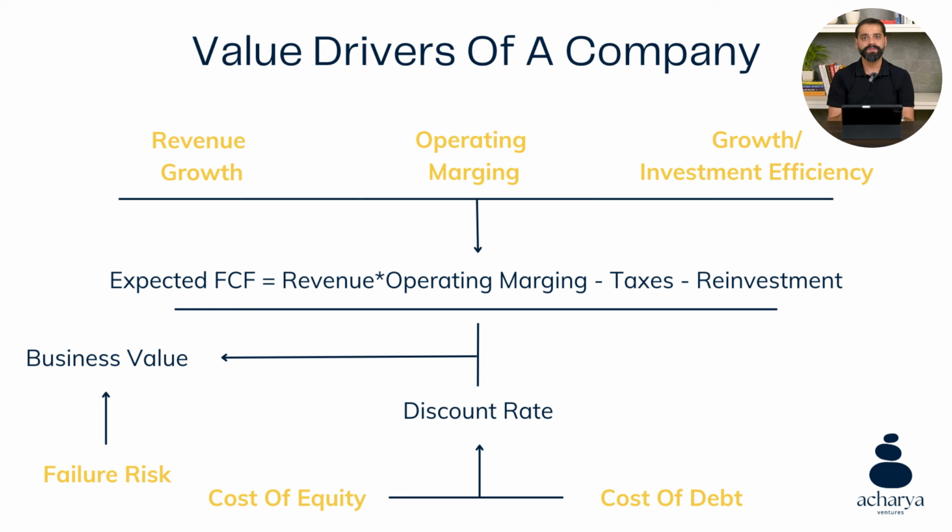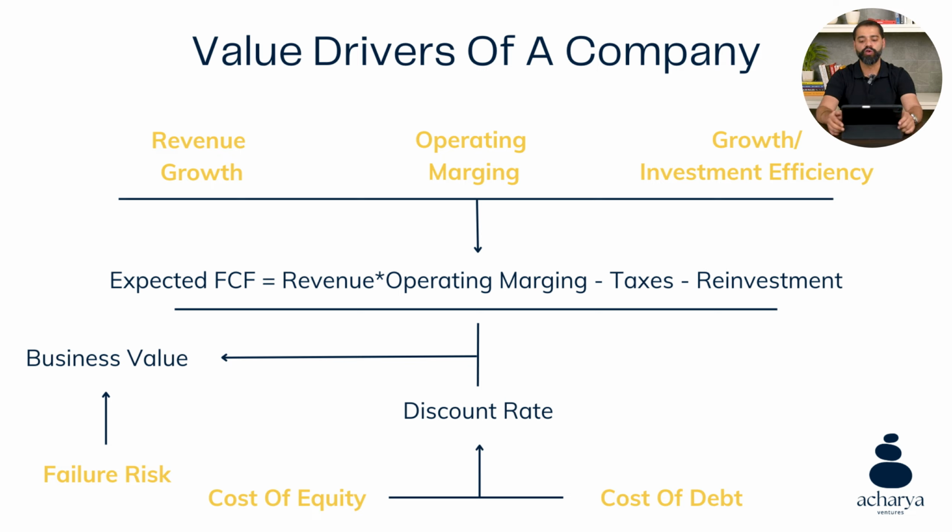Second value driver is operating margin. What is your gross margin? What is your net margin? Gross margin is basically your revenue minus your cost of goods sold, which gives you a basic gross margin. Then you subtract all the other expenses and come up with a net profit. So you want to understand what is your operating margin.